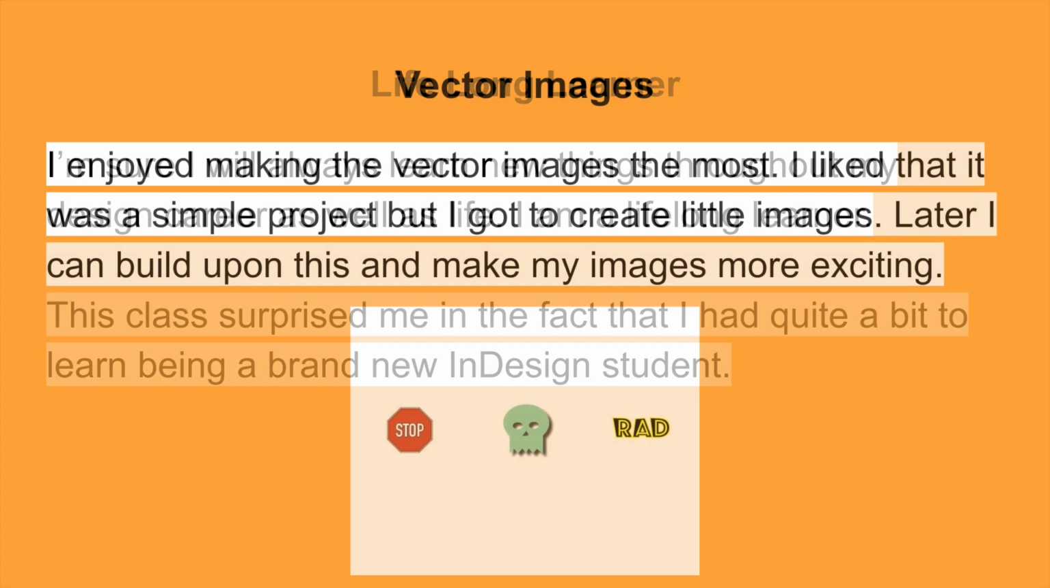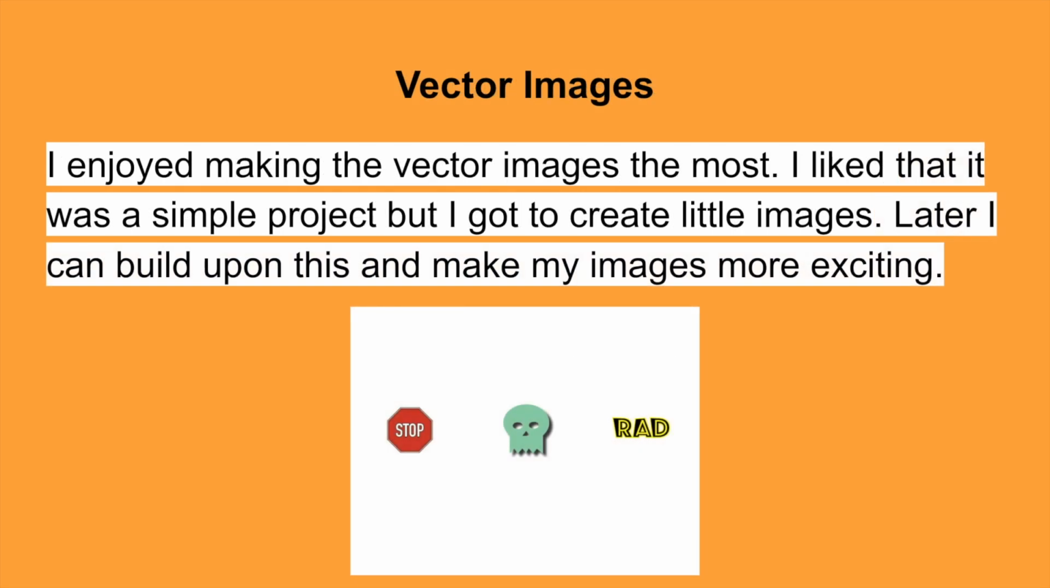Alright, so the vector images. I enjoyed making the vector images the most. I liked that it was a simple project, but I got to create images. Later, I can build upon this and make my images more exciting. So we got to do a little stop sign, which was fun to recreate, a skeleton, which, I mean, who doesn't love skeletons? And we did a little phrase or word, and I chose the word rad. Radical, man.